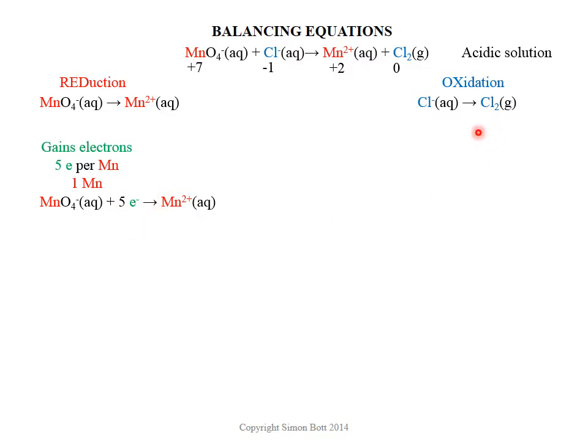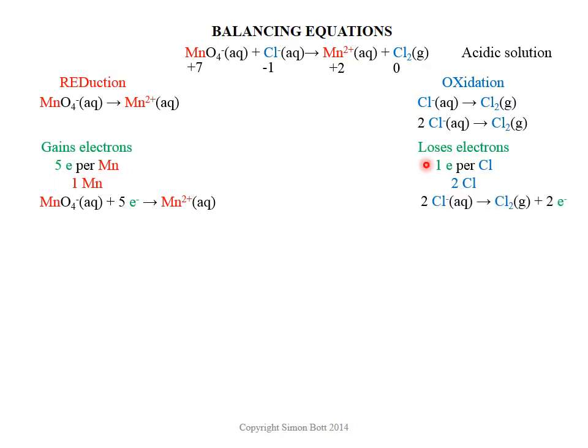Now let's go to the oxidation. Well, again, got to balance the important atoms, 2 chlorides on the left to balance out the 2 chlorines on the right. Oxidation is losing electrons, 1 electron per chlorine. We've got 2 chlorines, therefore we need to have 2 electrons being produced by this oxidation. Now, at this stage, we could go ahead and complete the half equations by including the H pluses and the waters like we did on the previous show.